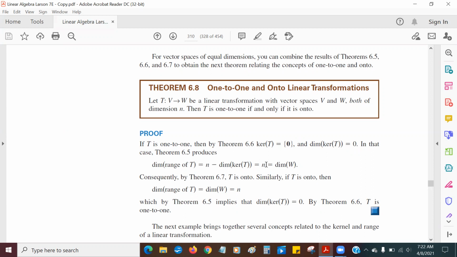But that's just equal to n because the kernel is zero dimensional, which is equal to the dimension of W. So we see the dimension of the range is equal to the dimension of the entire codomain. Which we also know from theorem 6.7 means that T is onto. So that's pretty cool.